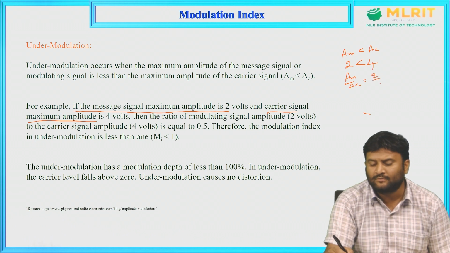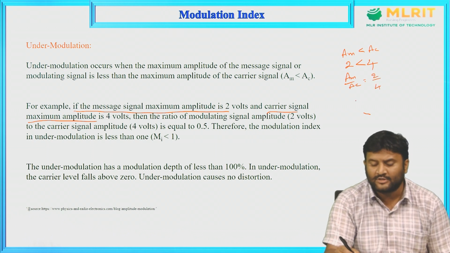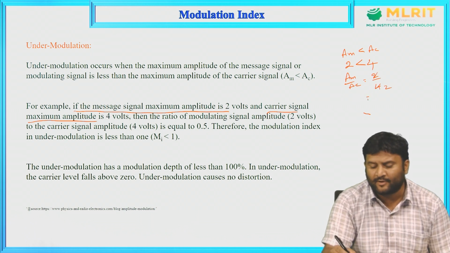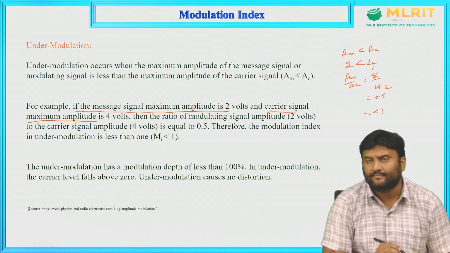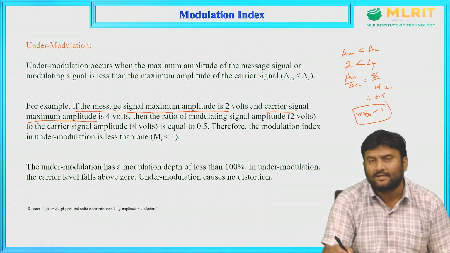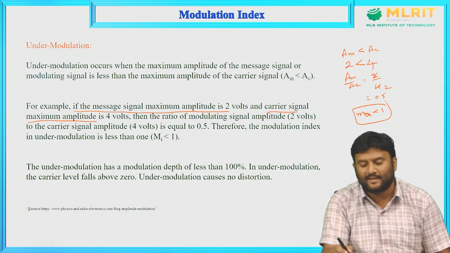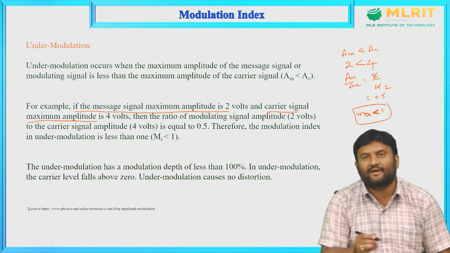AM value should be 2 and AC value is 4. Therefore, observe here, 1 by 2 is nothing but 0.5. 0.5 means it is less than 1. Therefore, MA should be less than 1, which means the modulation index value should be less than 1. It is called under modulation.